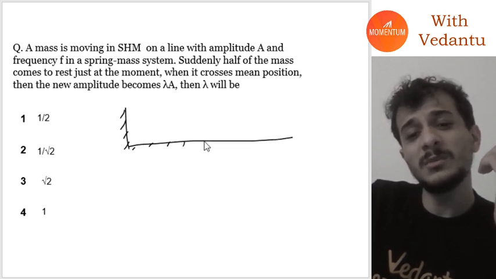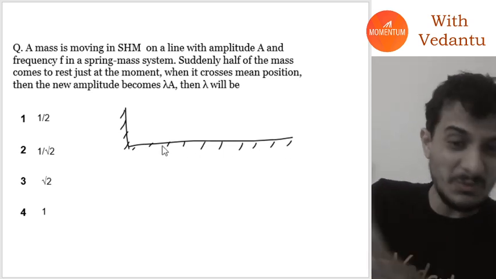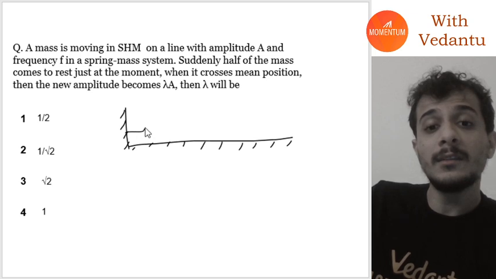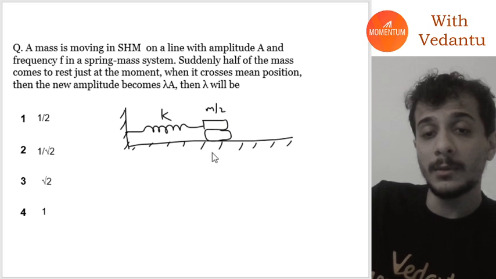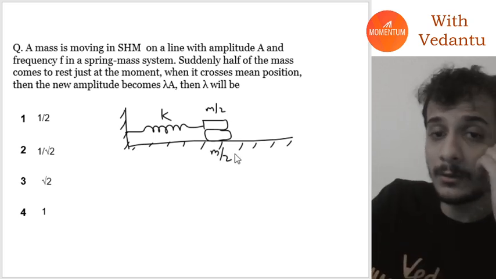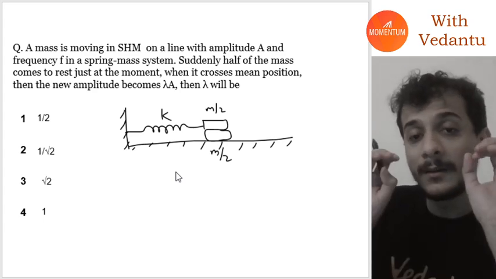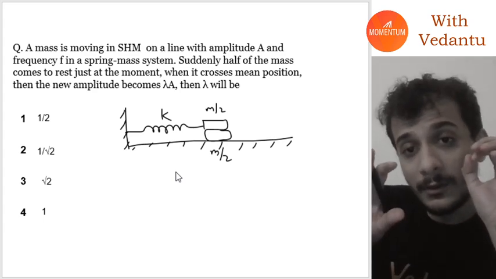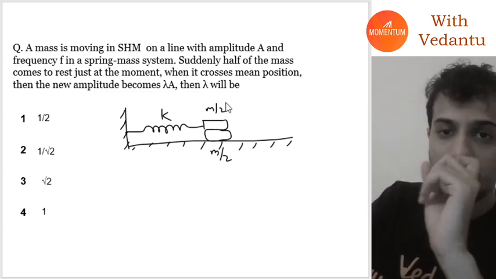I'm going to assume that it's a spring block system. It's not given that it's a spring block system, but let's just assume it is. So let's say I have a spring block system with a spring constant K, and I have two blocks joined together, both of them with mass m by 2 and m by 2. Why am I making both of them joined together with mass m by 2 and m by 2? Because half the system is going to suddenly stop. Half the mass is going to suddenly stop.